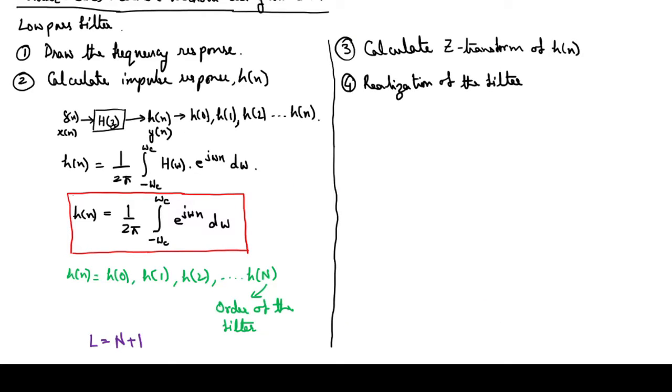So coming to the algorithm, how do you design a filter using the Fourier series method without using the window? Let us take the example of a low pass filter. The first thing is, draw the frequency response.